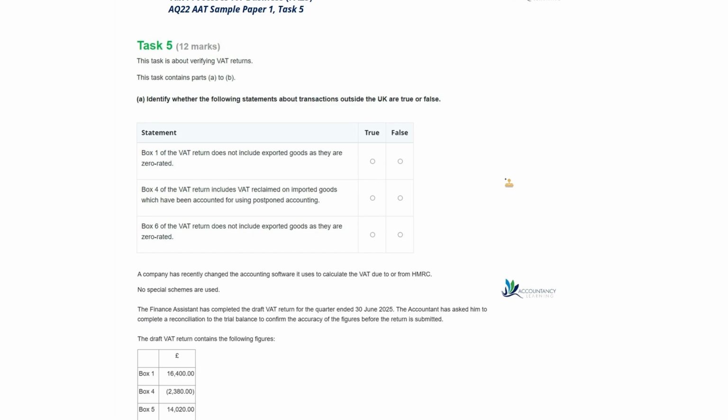So box 1 of the VAT return does not include exported goods as they are 0 rated. So this is all about what goes in each box on the VAT return, which you'll need to learn as part of your exam. So this is true. The second one, box 4 of the VAT return includes VAT reclaimed on imported goods which have been accounted for using postponed accounting. This is also true. And box 6 of the VAT return does not include exported goods as they are 0 rated. And that is false.